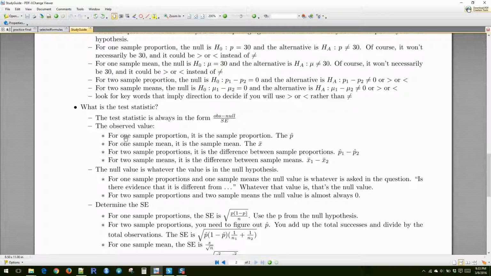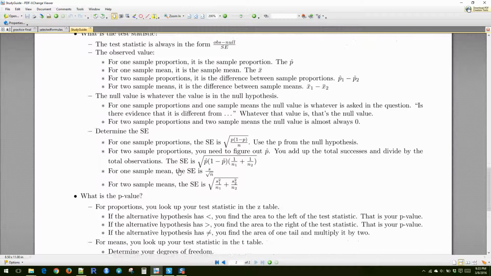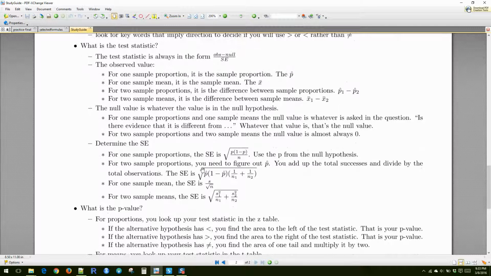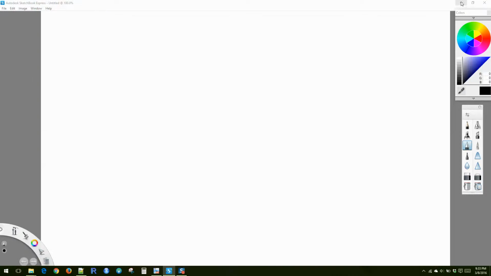So if the observed value is going to be p hat minus p hat 2, and your standard error is this way, it's written out in both cases, however you want it presented there. Okay, so then now we're dealing with means, okay?